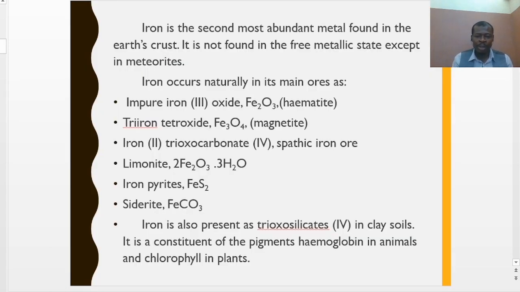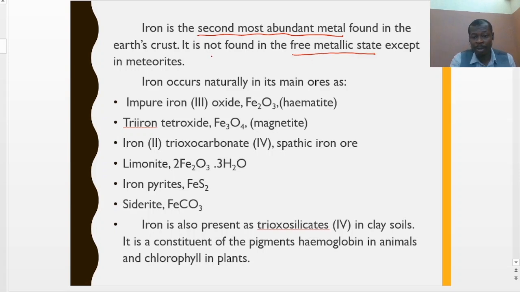Now, we know iron is one of the very foremost transition metals, as we've seen in our previous series, and we understand that iron is very important in our daily experiences. It is one of the most prominently used elements in our day-to-day activities. That's why it's important for us to discuss it. Iron is the second most abundant metal found in the earth crust. This is quite important to note.